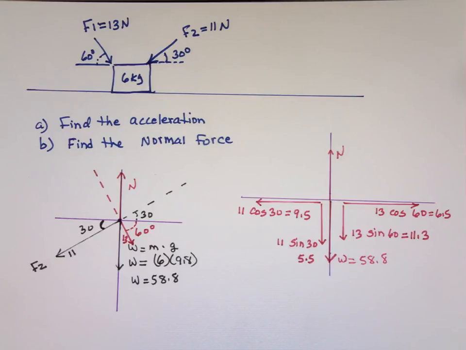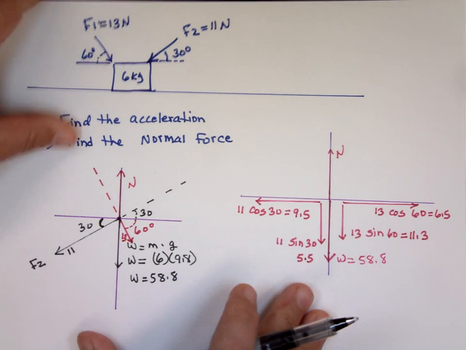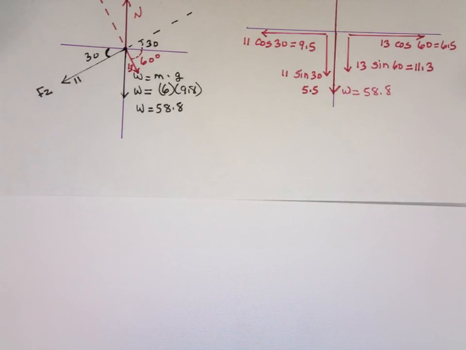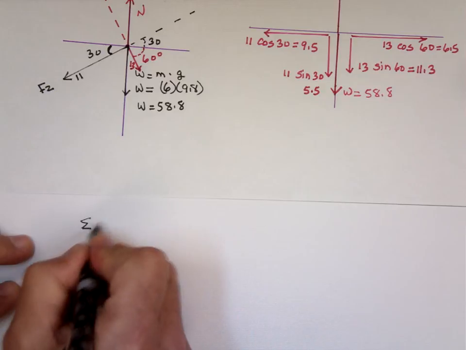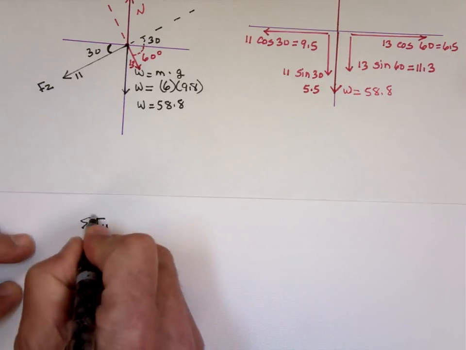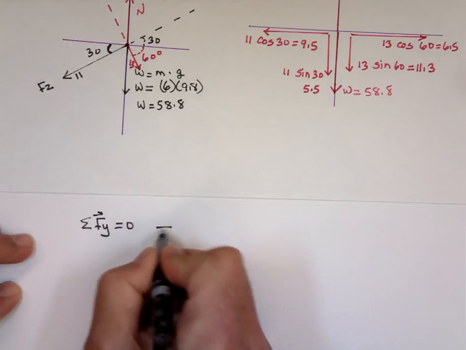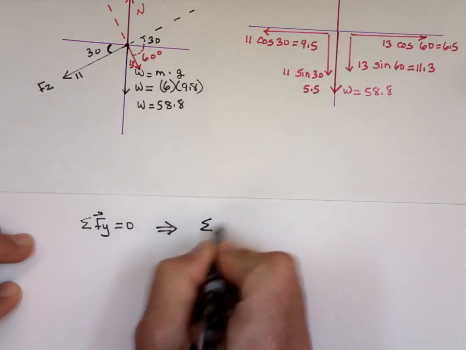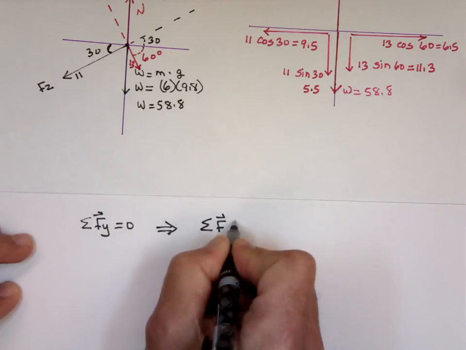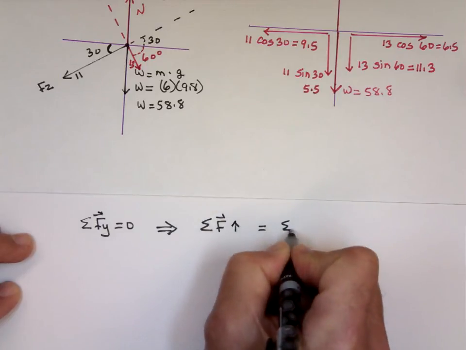Is the block of ice moving up and down on that table? No. If it's not moving up and down on that table, that tells me the net force in the y direction has to be 0. What does that mean, the net force is 0? That means if you take all the forces pointing upward, they should equal all the forces pointing which way? Down.